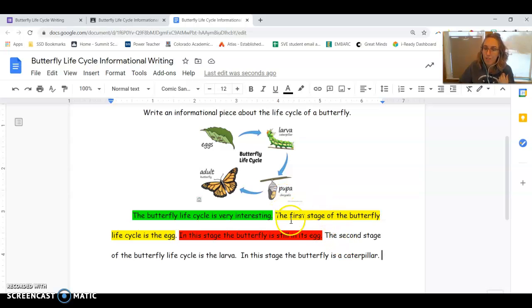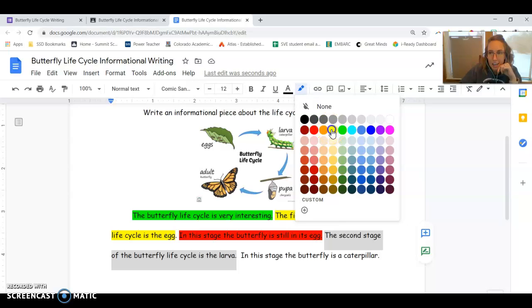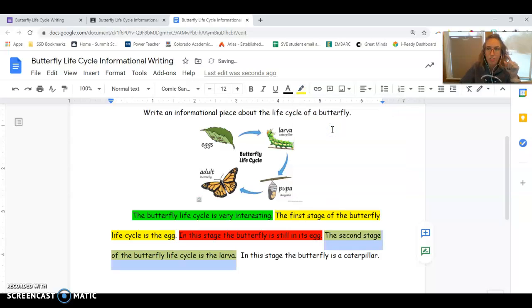If I look back at my first stage, I notice that the first stage of the butterfly life cycle is the egg, is highlighted in yellow. So the second stage of the butterfly life cycle is a larva, should also be highlighted in yellow. So I'm going to come up here, highlight this in yellow. Yes, it must be yellow if you're going to do this. You can't have a red without a yellow.